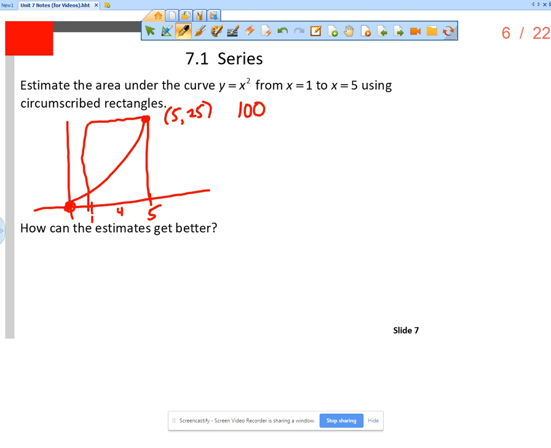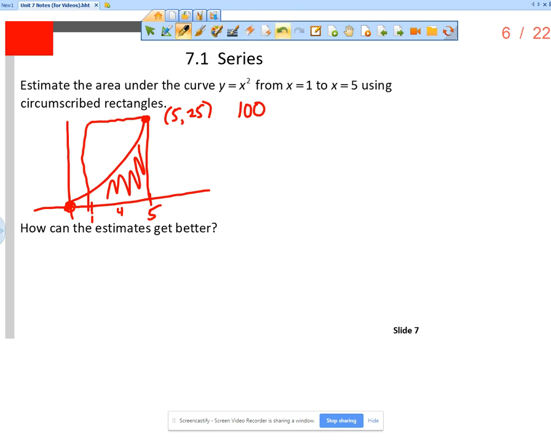Well, that's a terrible estimate. Why is it a terrible estimate? Well, because this area is what I'm trying to estimate, and this area is actually larger, right? So what does that mean? Well, that means that my 100 is like well over double the true value. So it's really not a good estimate, right? So yeah, we probably wouldn't use 1 rectangle.